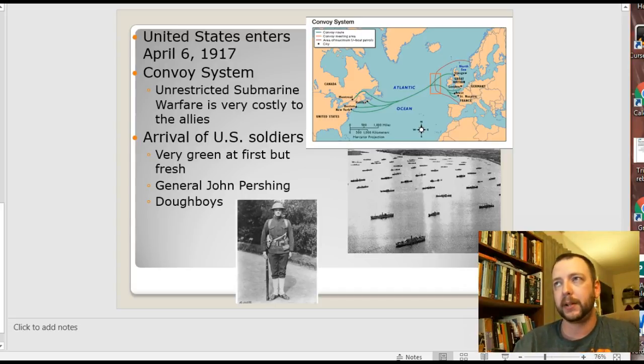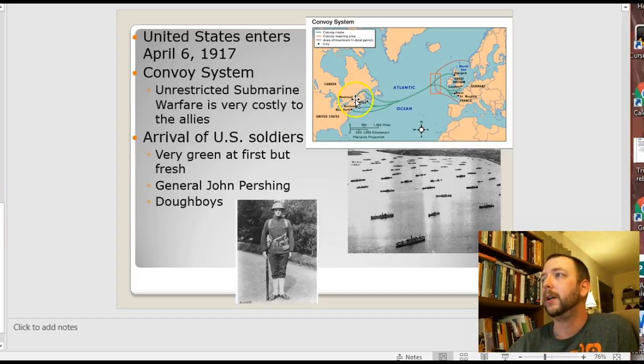What else the arrival of the United States into the war does is provide a fresh supply of new soldiers. By 1917, the Europeans had been fighting for several years, and most of them are exhausted. So we get these fresh soldiers who are good to go, but they're also very inexperienced. They're led by General John Pershing, an American general. They're called doughboys for some hilarious reasons.